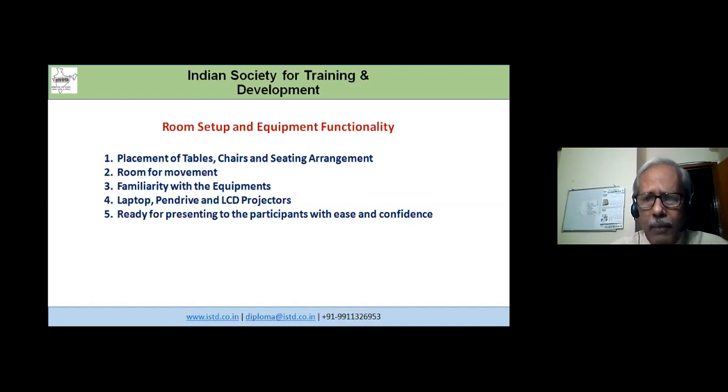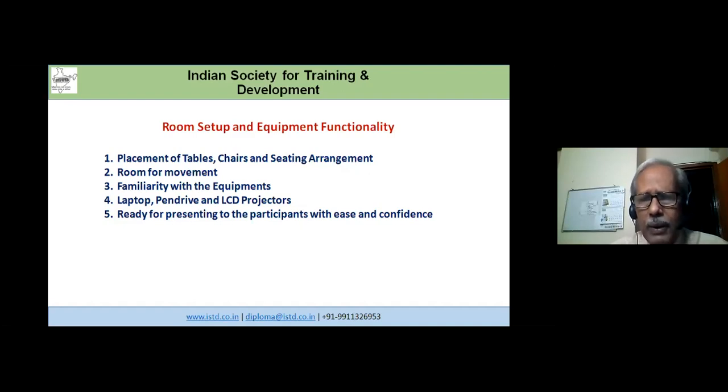And there should be enough room for the faculty or any other co-faculty to move around in the room whenever it's required. So the placement of tables, chairs, and sitting arrangement has to be seen earlier. An experienced trainer will see all those things very meticulously, imagining when and at what point of time, what he is going to do in the classroom. So there should be room for movement. That's a very important part of the training process, and we'll talk about it a little later in further detail.